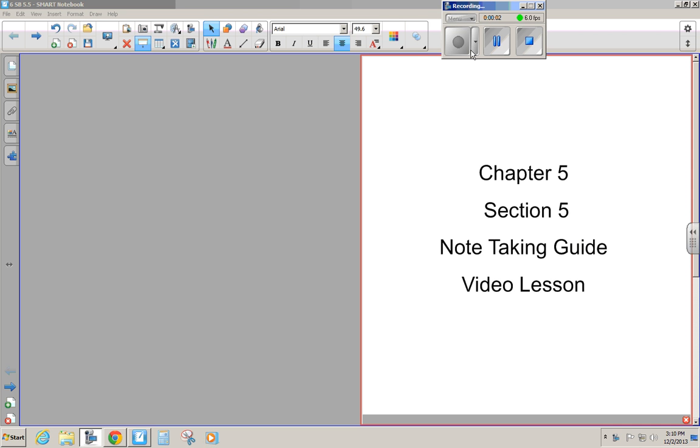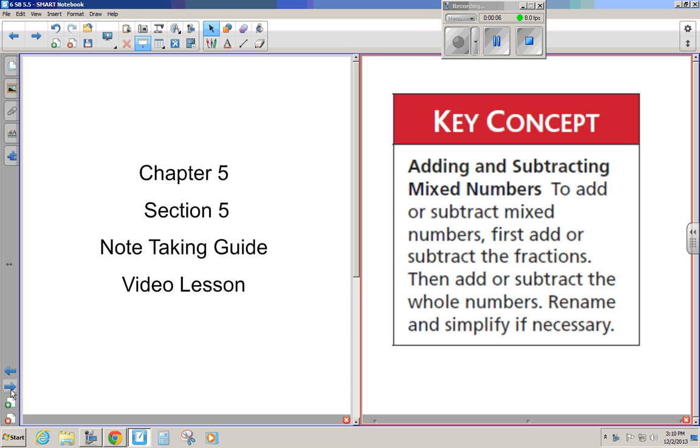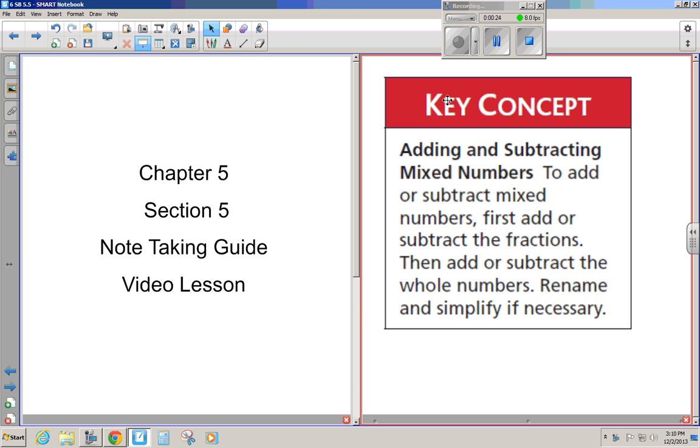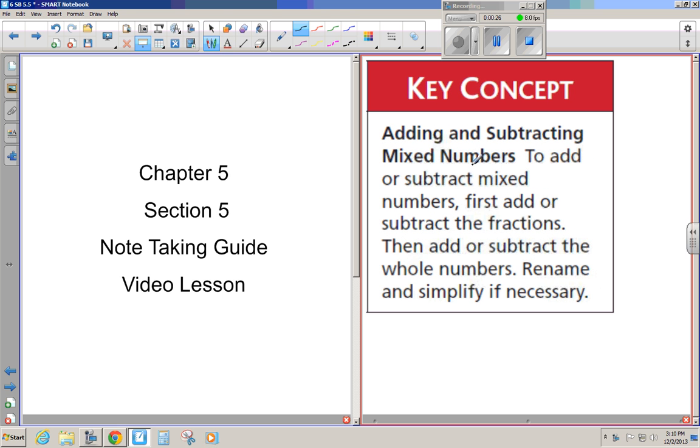Welcome to Chapter 5, Section 5, Adding and Subtracting Mixed Numbers. All right, to begin with, this is the key concept of the whole section. When adding and subtracting mixed numbers, first add or subtract the fractions, then add or subtract the whole numbers. Rename and simplify if necessary. So basically what you are doing is you're going to do two operations.